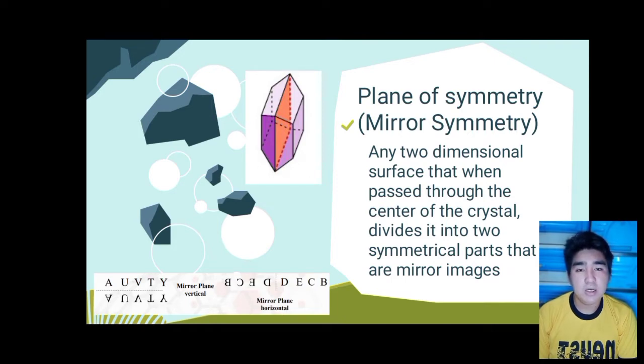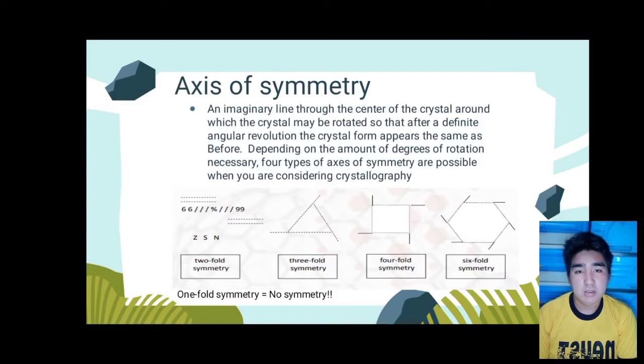So the next is the axis of symmetry. It is an imaginary line through the center of the crystal around which the crystal may be rotated so that after a definite angular revolution, the crystal appears the same as before, depending on the amount of degrees of rotation necessary. So, four types of axes of symmetry are possible when you are considering crystallography.